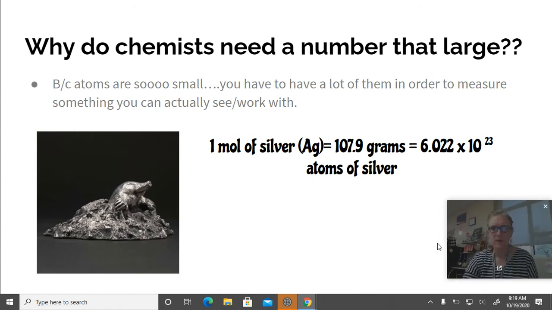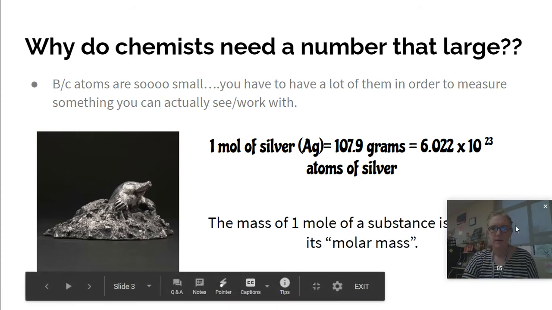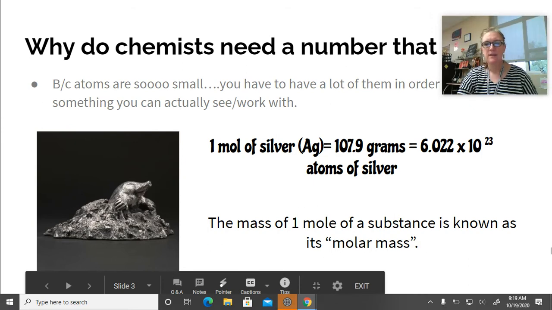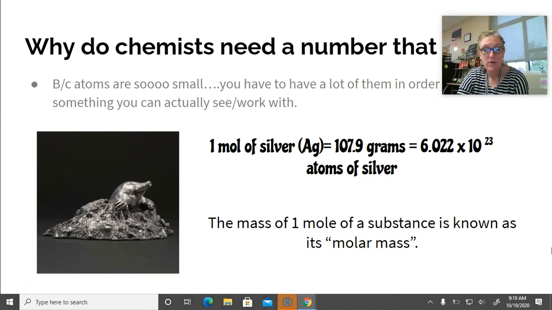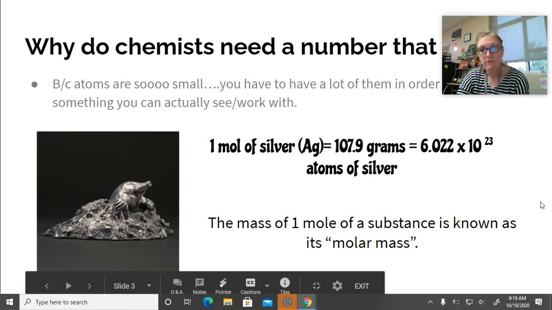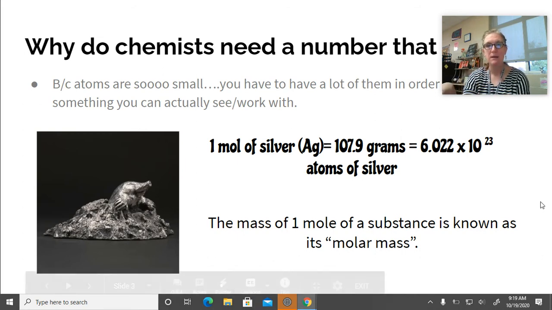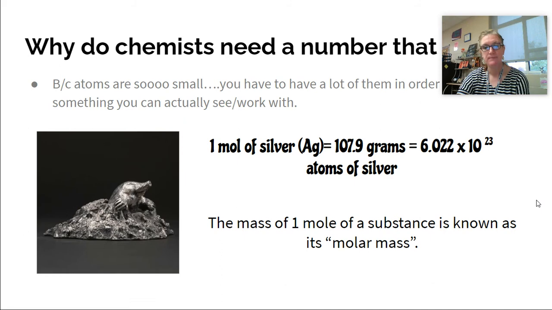So, what do we call that? It's called a molar mass. The mass of 1 mole of any substance is known as its molar mass. You can find these numbers on the periodic table. It's the same number that we use for average atomic mass. That's called its molar mass. So the molar mass of silver is 107.9 grams.